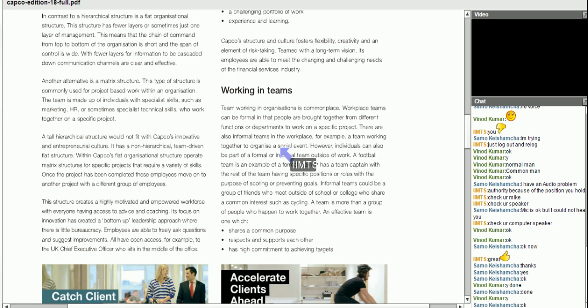A football team is an example of a formal team. It has a captain and the rest of the team having specific positions or roles, and the purpose is to score goals. An informal team could be a group of friends who meet outside of college or school who share a common interest, which is cycling.